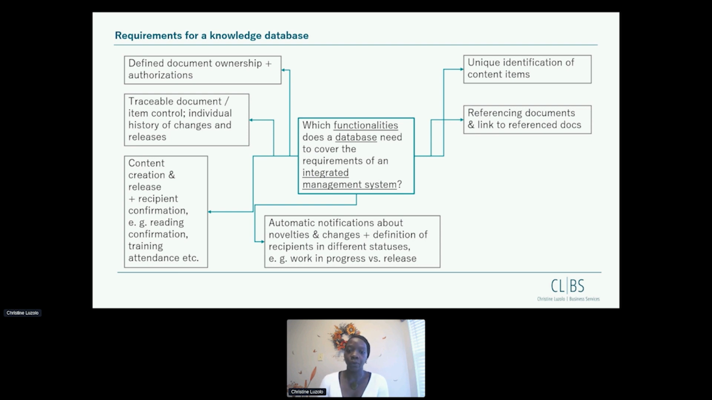Then again, referencing documents and linking directly to reference documents. It would be nice to be able not only to refer to a certain document, but to directly jump into the document. And this, of course, requires that the link stays valid, even though there might have been changes to where the document is being stored. Also, the link should always be connected to the latest version of this content item.